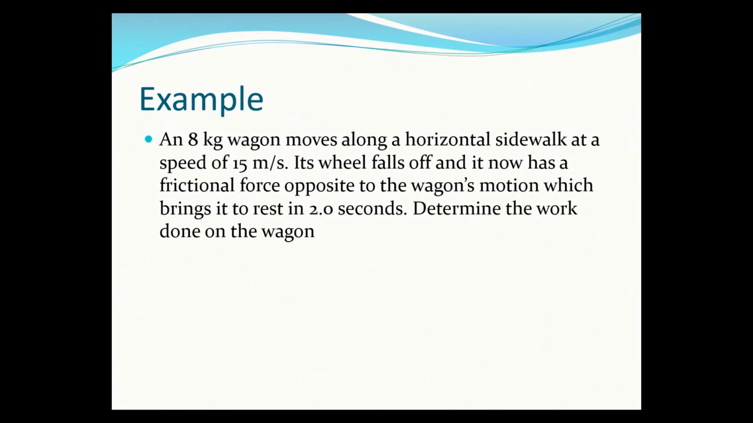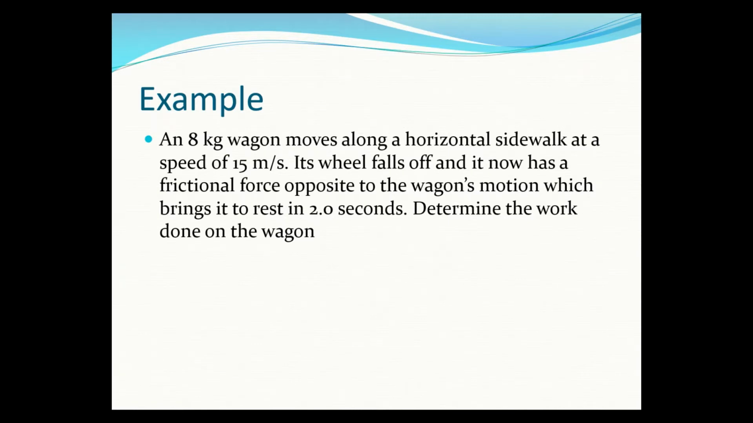Okay, so another type of question. This is more of what you'll see on a test. You might see one of those easy ones on a test, but this is more of what we do in Physics 20. An 8-kilogram wagon moves along a horizontal sidewalk at a speed of 15 meters per second. Its wheels fall off, and now it has a frictional force opposite to the wagon's motion, which brings it to rest in 2 seconds. Determine the work done on the wagon.